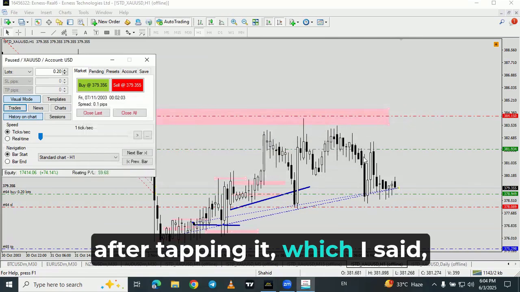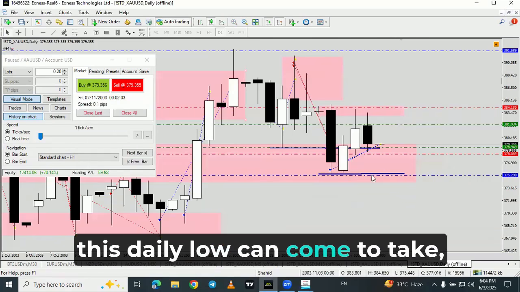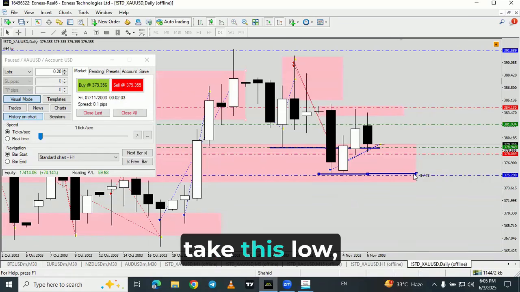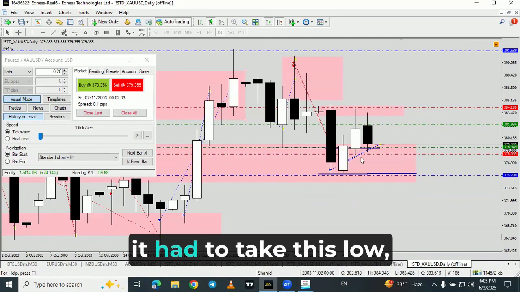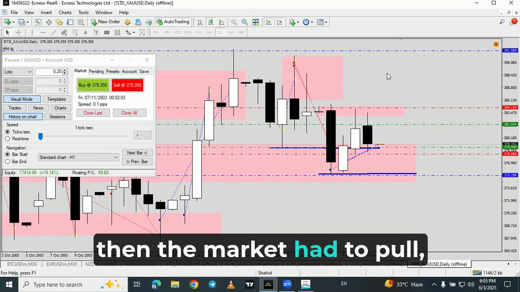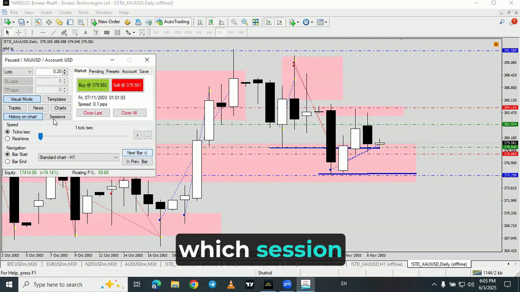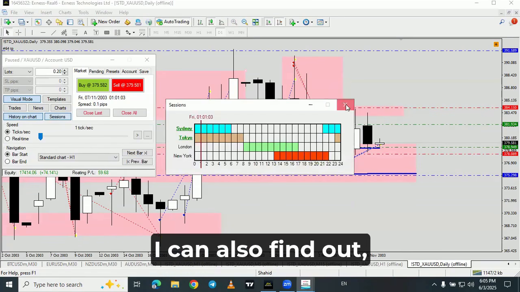After tapping it, which I said, this daily low can come to take, which the market didn't take this low. Why didn't it take this low? The market had to tap the upper general. It had to take this low. Then the market had to pull. So here, which session? Will it be in the New York session? I can also find out.